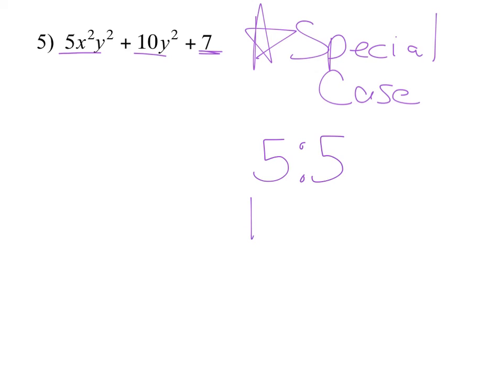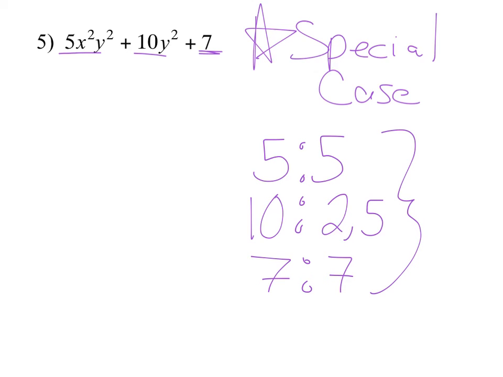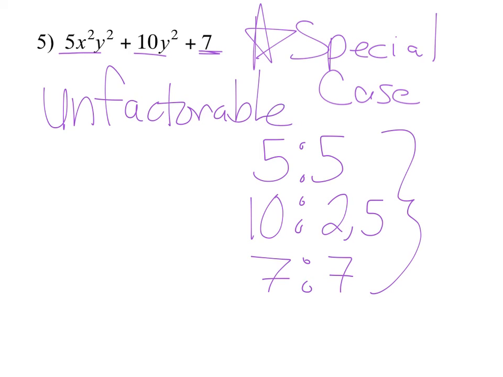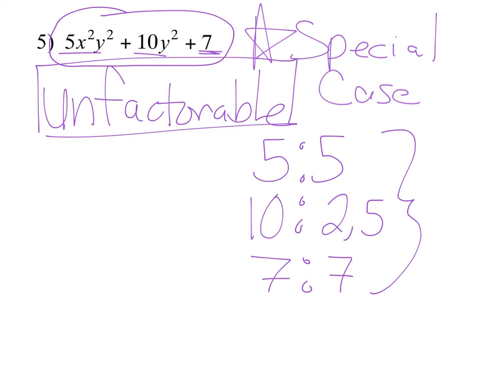Okay, with the 10, I can break that into 2 times 5. So I do have a 5 in common there. But then that 7 only breaks down into 7 and 1. So since there's no common factors for every single piece here, this is unfactorable. Okay, so you can write unfactorable. If it asks you for the factored version, you can say unfactorable. Rewriting that works as an answer.